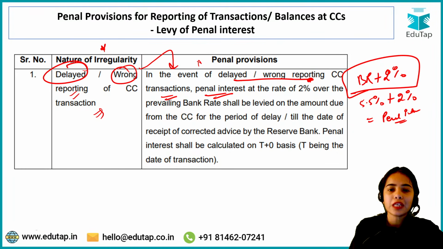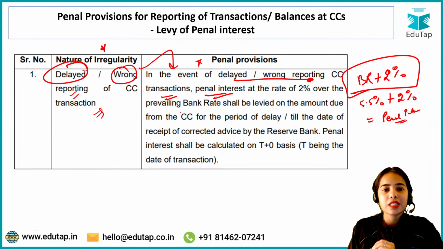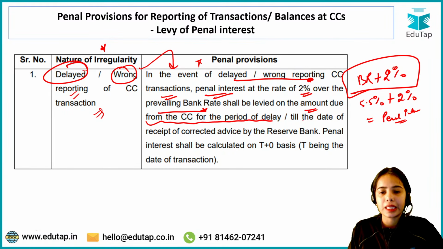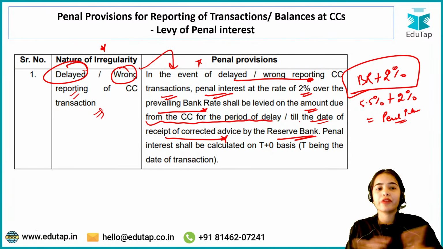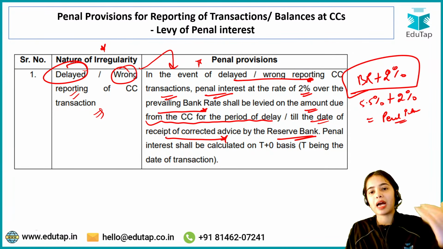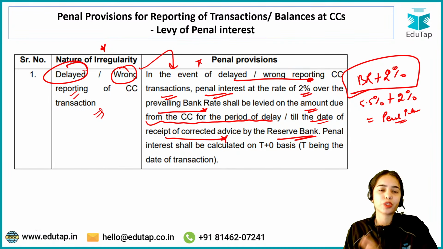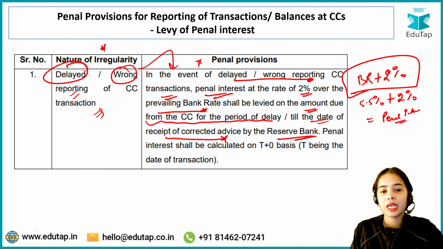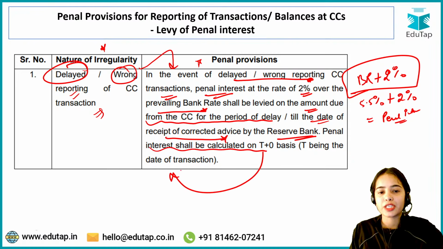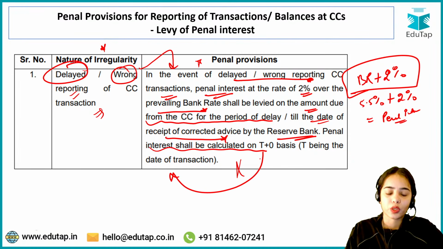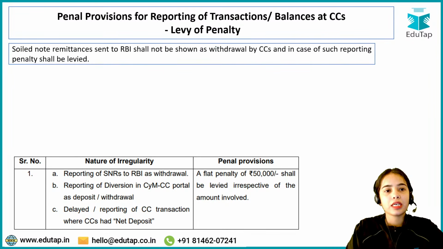So in the event of delayed or wrong reporting of the currency chest transactions, the penal interest at the rate of 2% over the prevailing bank rate shall be levied on the amount that is due from the currency chest for the period of delay or till the date of receipt of the corrected advice by the Reserve Bank. So basically, if there is any delay or wrong reporting, the currency chest has to pay the bank rate plus 2% as penal interest. The interest shall be calculated from the day the transaction has happened and the reporting has not. This is the idea.